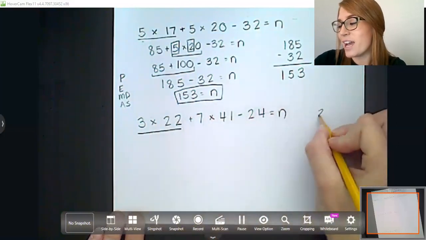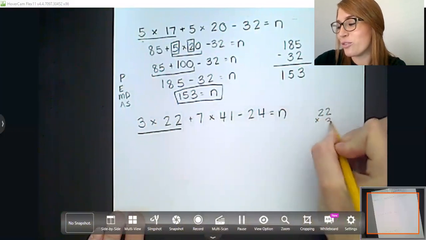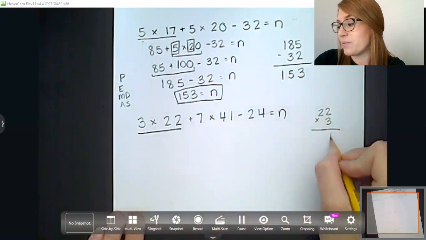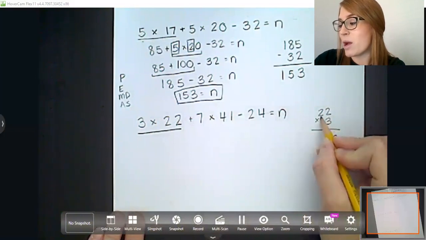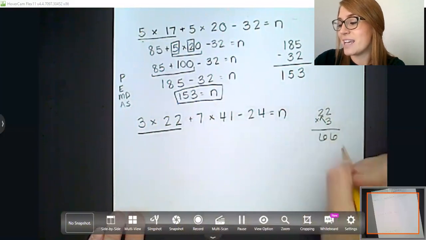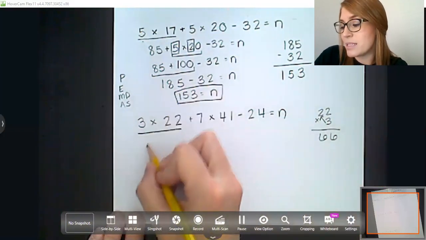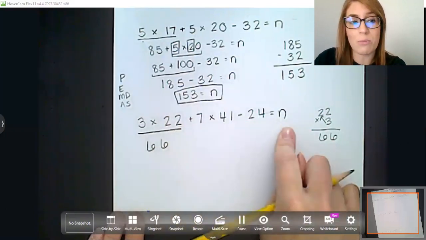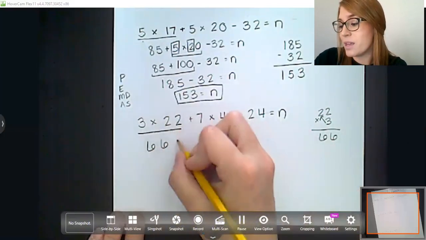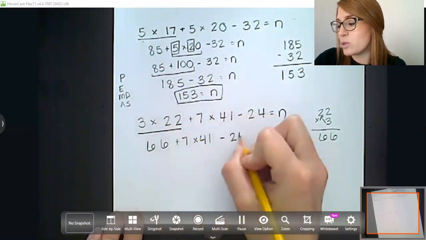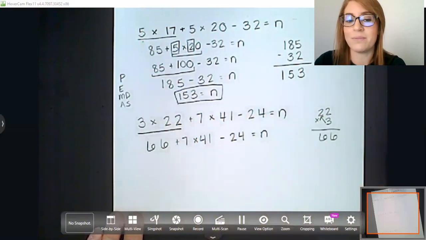All right, when I do 22 times 3, 3 times 2 gives me 6. And then when I multiply my 1s times my 10s, 3 times 2 is 6 again, for 66. So I'm going to put my 66 right underneath here and then copy down the rest of my problem the exact same way I see it. Plus 7 times 41 minus 24 equals n.